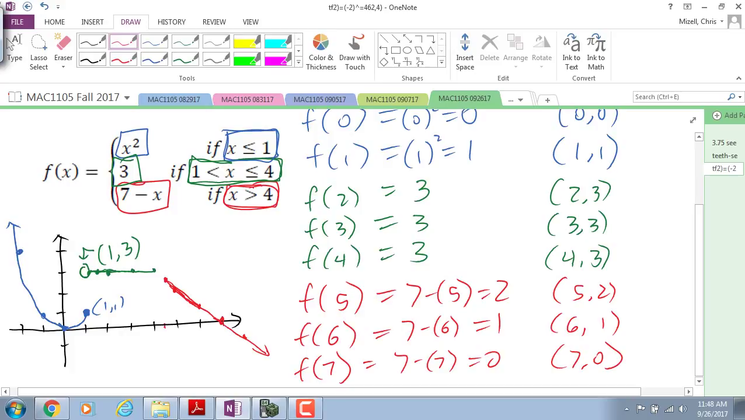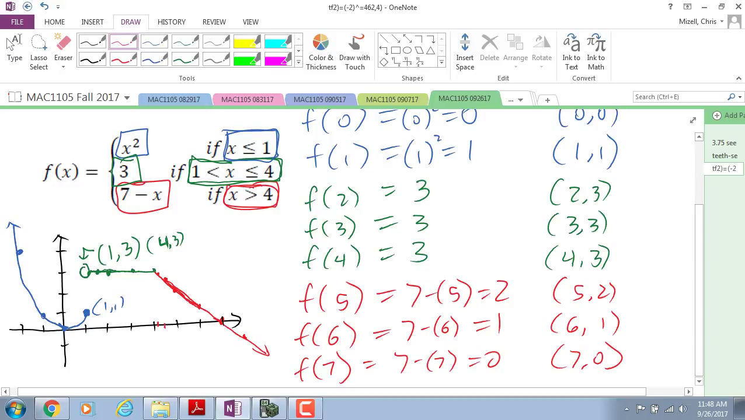What if we evaluated at 4.1? What is 7 minus 4.1? 2.9. It is 2.9, and that would put us really close to this point (4, 3) right there. That would be the point (4.1, 2.9). It turns out that we can make the graph as close to that point as we please by choosing x close enough to 4, so these pieces actually meet.